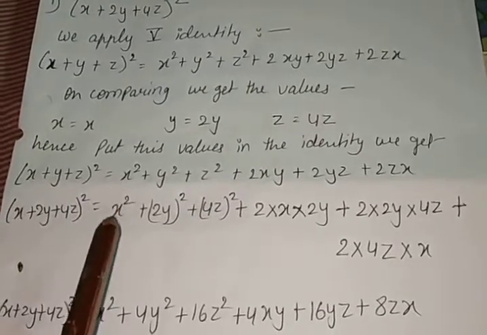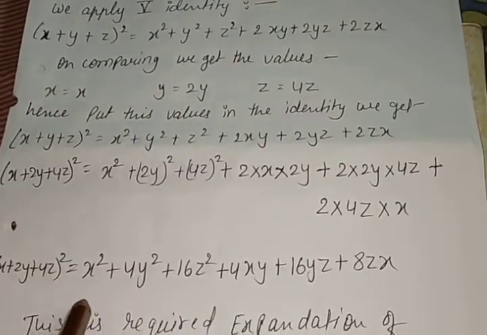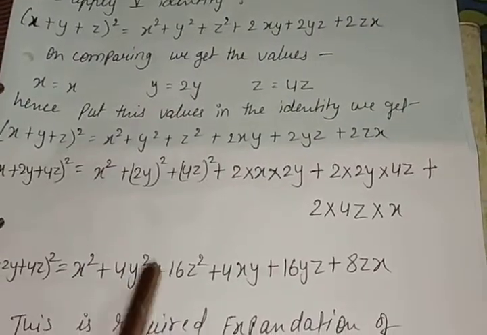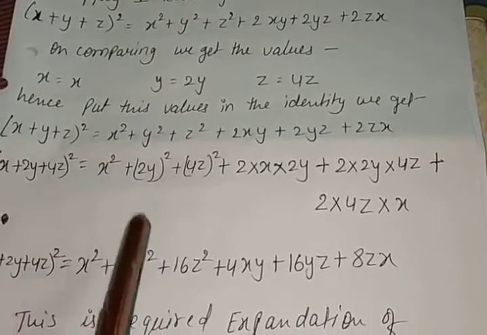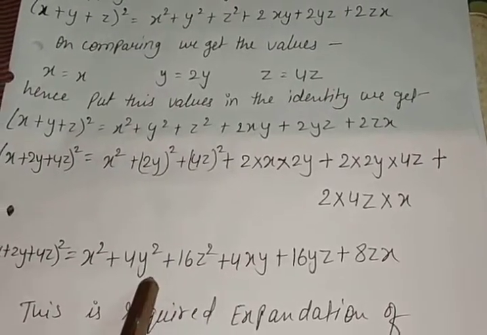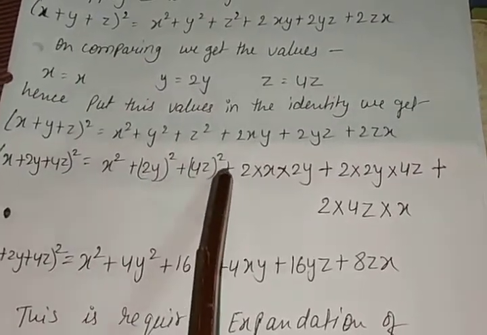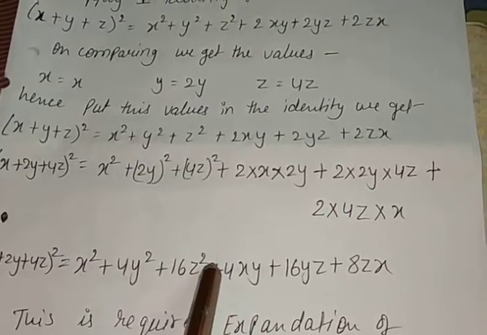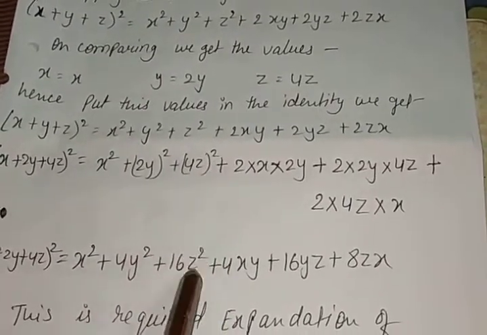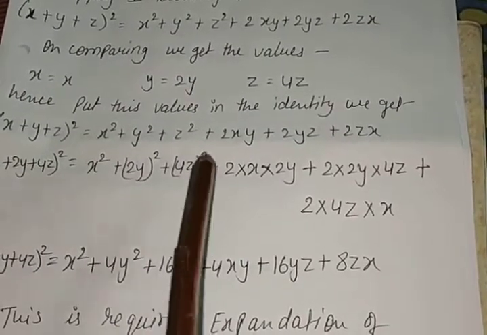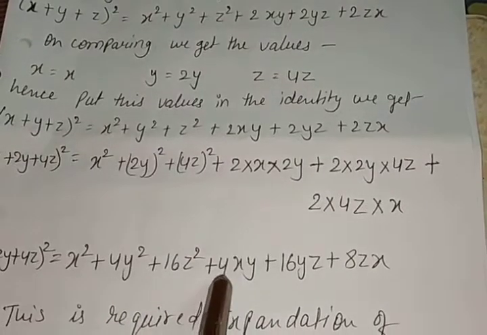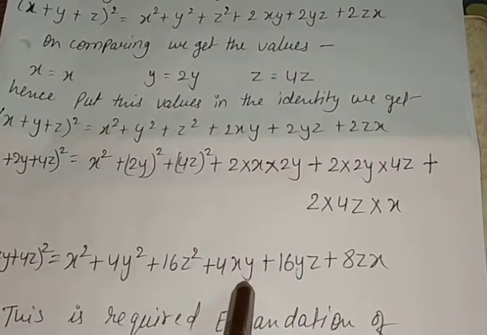So x square will be as it is, (2y) square will be 4y square as 2 square equals 4 and y square equals y square. So (2y) square will be 4y square. (4z) whole square will be 16z square as 4 square equals 16 and z square equals z square. Plus 2 2s are 4 and xy as it is.